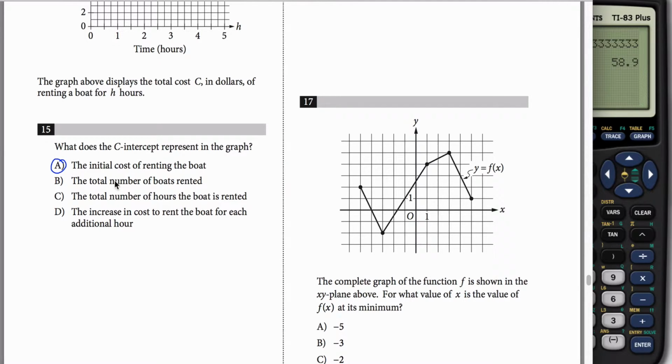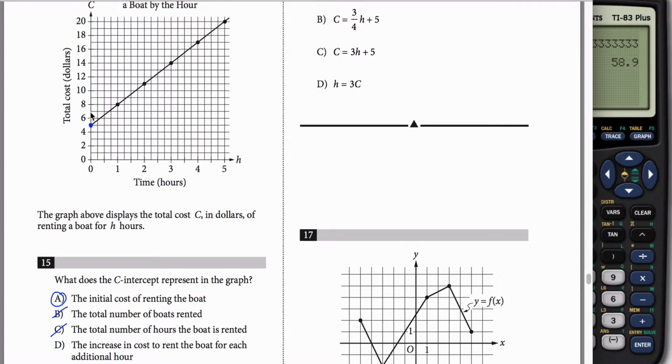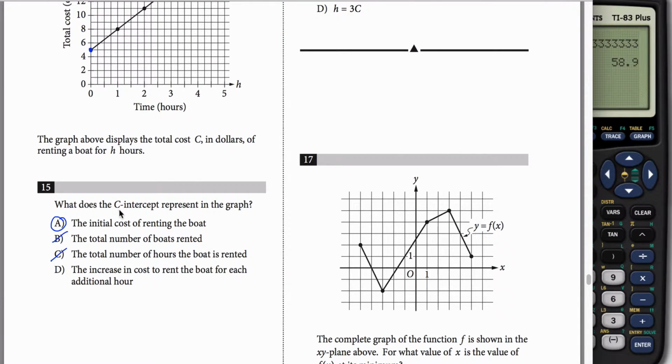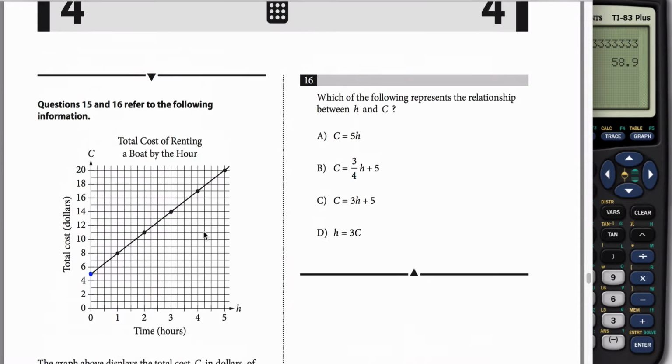The initial cost of renting the boat? Sounds good to me. Total number of boats? No. Total number of hours? No. The increase in cost? That's close. That's the slope. That's how much this increases every time I take one step to the right. Really, there's two relevant things, and I wouldn't even be surprised if 16 asks about the other one: the slope and the intercept. This one's talking about the intercept, so the answer is A.